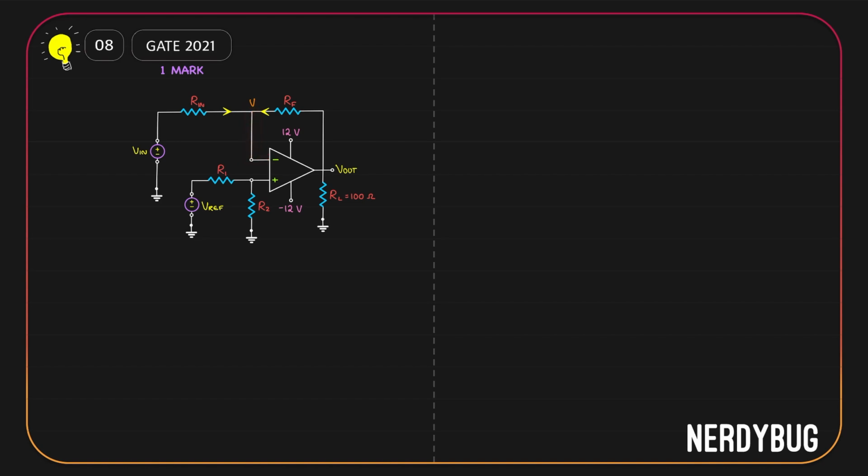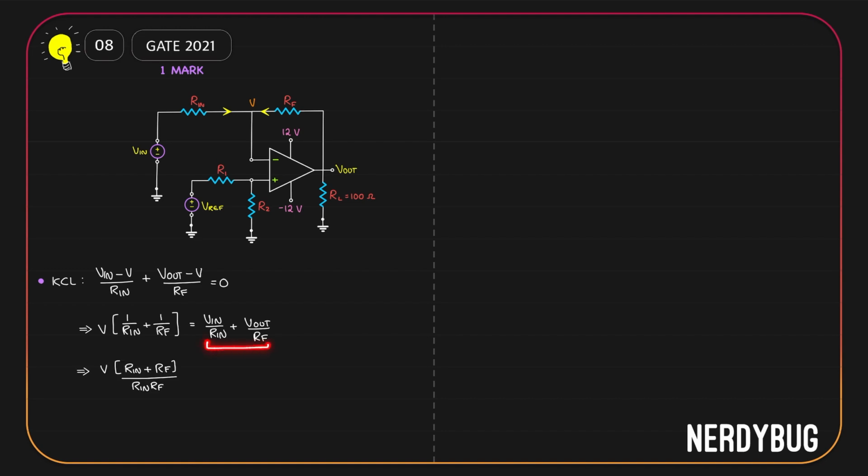Let us apply Kirchhoff's current law at this node. Sum of the two currents should be equal to 0. Vin minus V by Rin plus Vout minus V by Rf is equal to 0. Or we can write V multiplied by 1 by Rin plus 1 by Rf is equal to Vin by Rin plus Vout by Rf. Let's add these two. We'll get Rf plus Rin divided by Rin Rf. If we add these two, we get Vin Rf plus Vout Rin divided by Rin Rf.